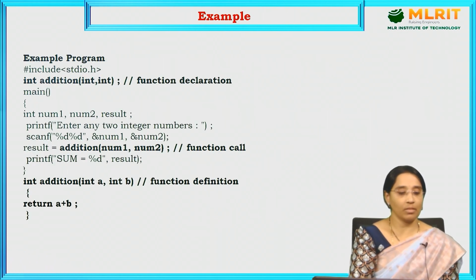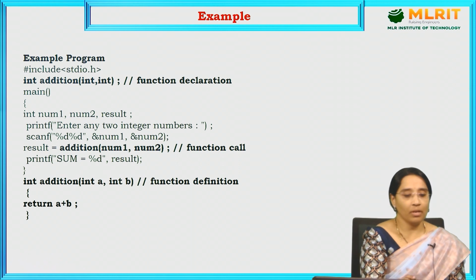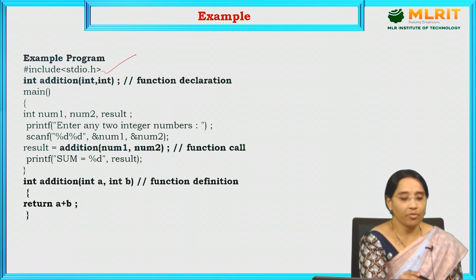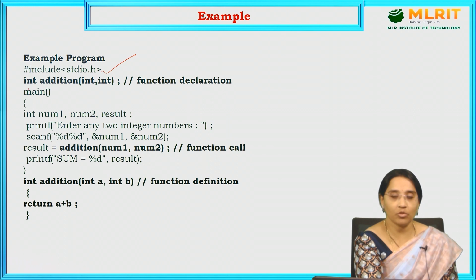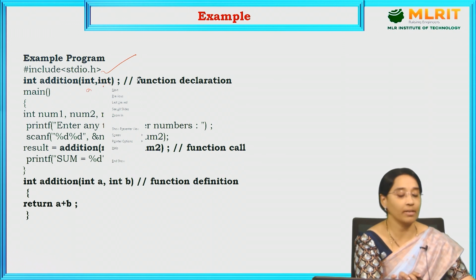So see this example, an addition program. Hash include stdio.h. Why do we need to include that header file? Because we are using printf and scanf in the program. Int addition: the name of the function is taken here as addition, and I want to add only 2 integer values, so the return type will be int. Int addition of int comma int. So 2 data types, A integer and B integer, are passed as the parameters in the function declaration. This is how the function was declared.